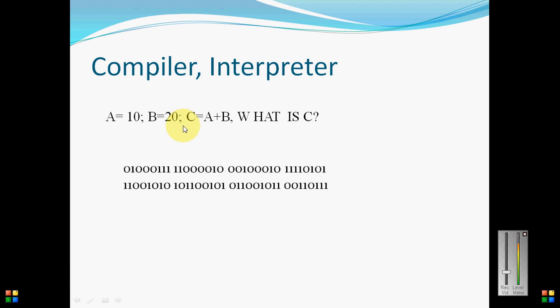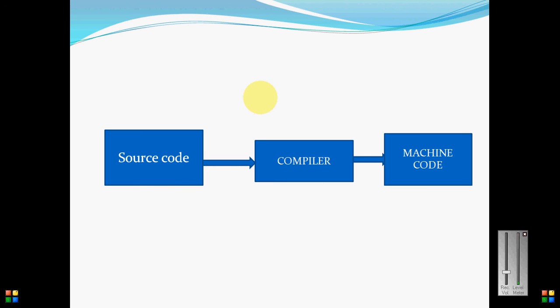A computer translator takes these texts as an input and translates them into binary form. In computer programming, this translator is called a compiler. A compiler takes source code as an input and converts it into equivalent machine code. A C program needs a compiler, a Java program needs a compiler, a C++ program needs a compiler.